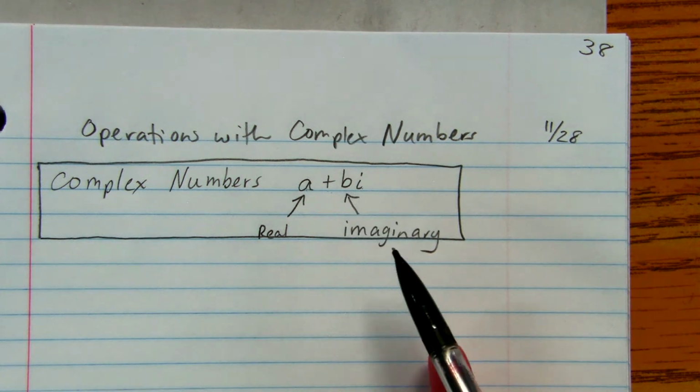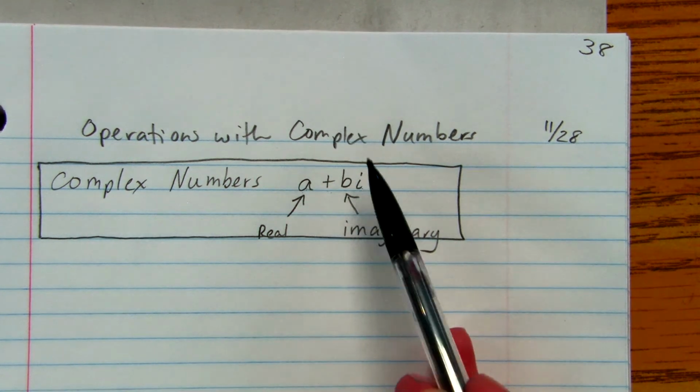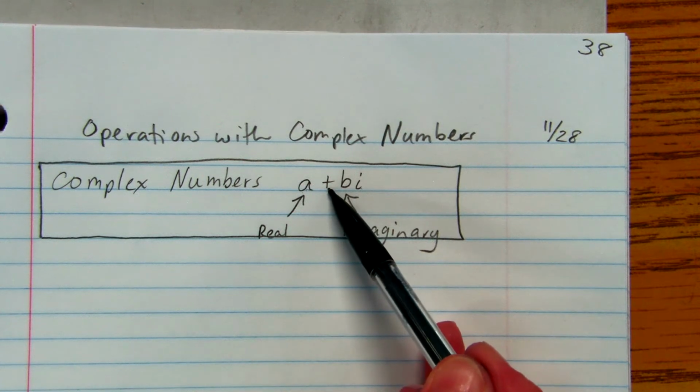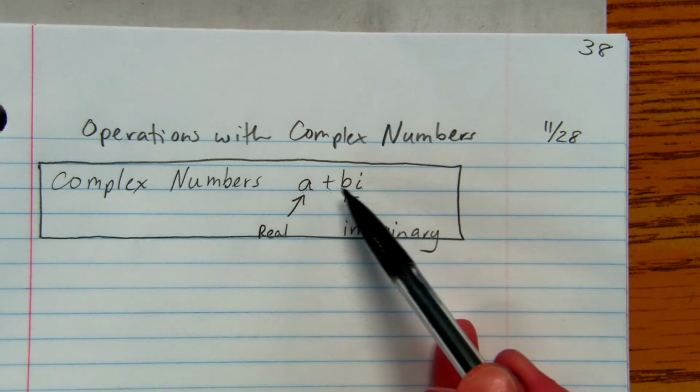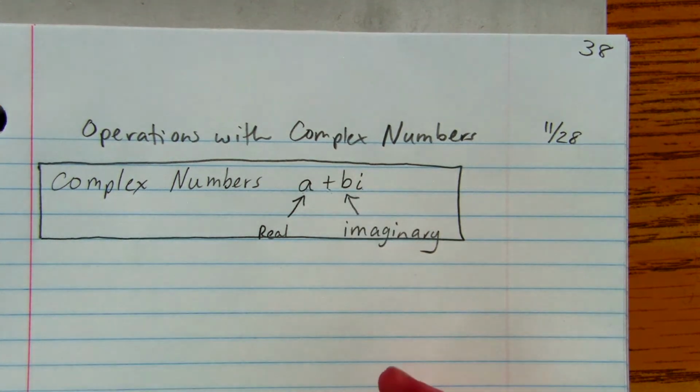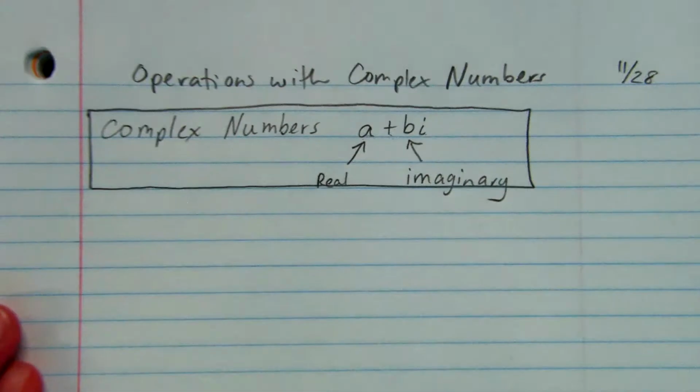So this is what it looks like. The real part, the imaginary part, it can have a plus sign or a minus sign in the middle, depending on whether the imaginary part is positive or negative.